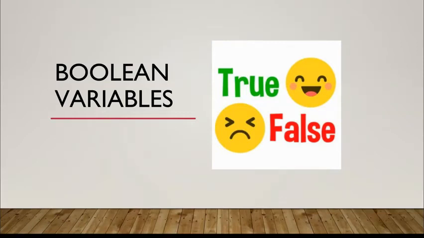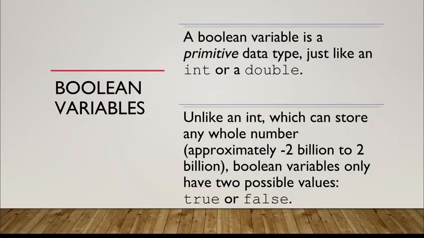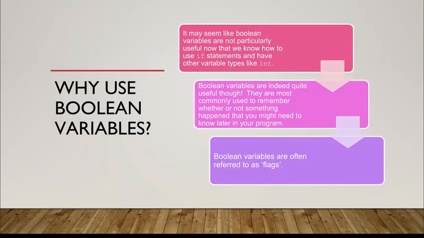Let's look at Boolean variables, which have the value of true or false. A Boolean variable is a primitive data type, just like an int or a double. Unlike an int, which can store any whole number, approximately -2 billion to +2 billion, Boolean variables only have two possible values, true or false.